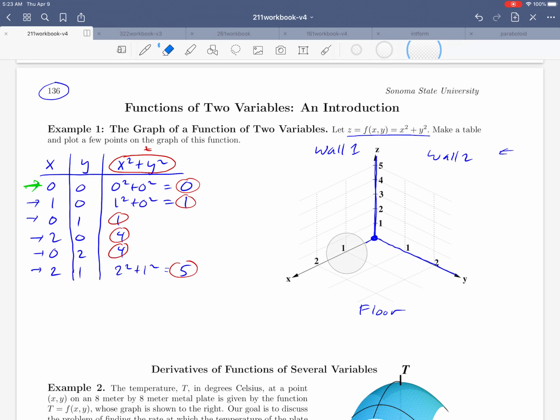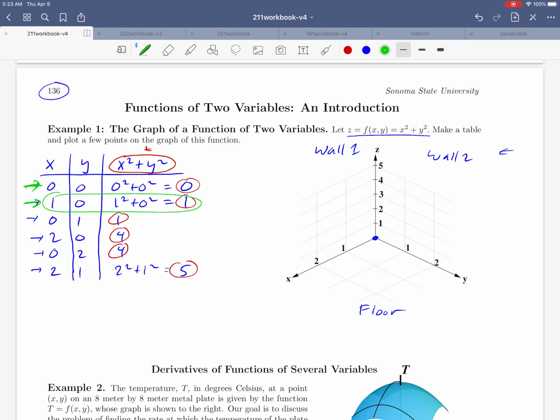I'm going to erase these markings that I made. So let's replot that point 0, 0, 0. We're going to go down the list and see if we can plot those points one by one that we chose. So then, second row in our table, we have the point 1, 0, 1.